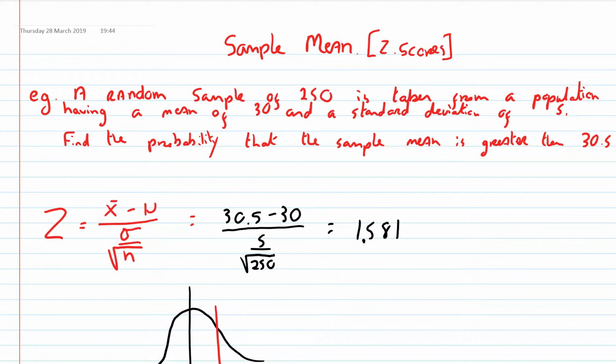So just explain the question first. A random sample of 250 is taken from a population having a mean of 30 and a standard deviation of 5. Find the probability that the sample mean is greater than 30.5.